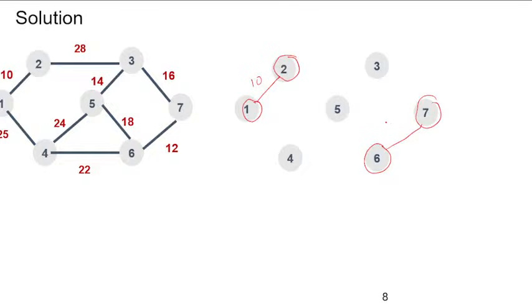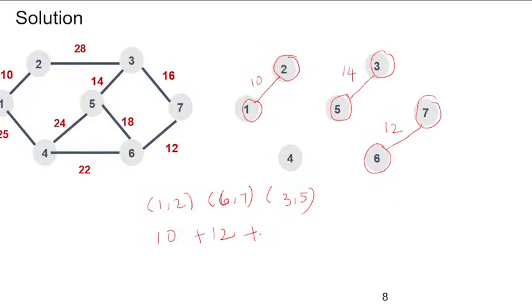This is 12. Of course, here I can write the cost and also the number. So first we select the edge 1 to 2. The cost is 10. Next we select 6 to 7. That cost is 12. And next we have to select the least one, which is 14. That is 3 to 5. 3 to 5, 14. We are selecting this. So 3 to 5, which is 14.